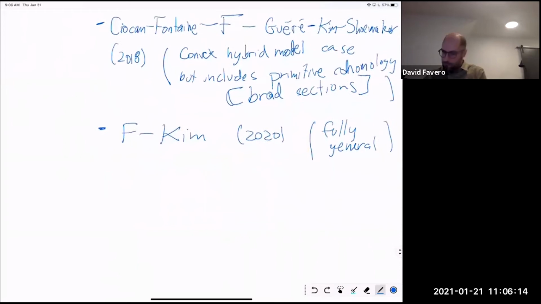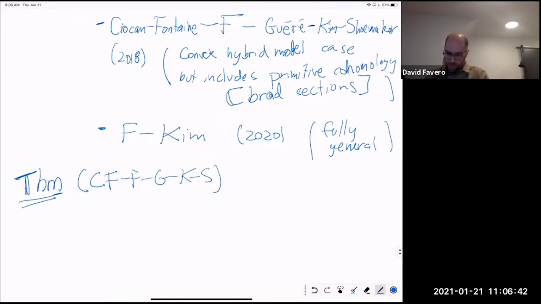So theorem. This was in this older paper from 2018. When G is finite, this recovers FJRW theory.